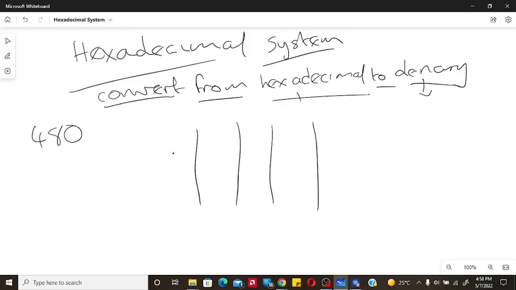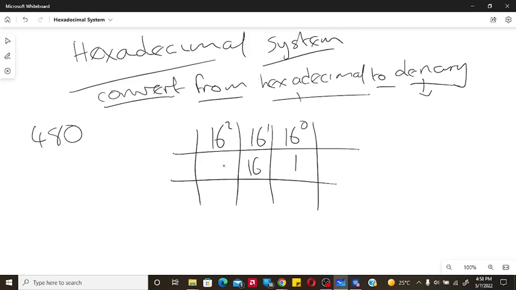So we divide this table further into rows, 3 rows. You write your base, 16, 16, 16. Then you write powers 0, 1, and 2. 16 power 0 is 1, 16 power 1 is 16, and 16 power 2 is 256. Placing the number you're trying to convert, 4, 8, and 0. And all you do is simply multiply.